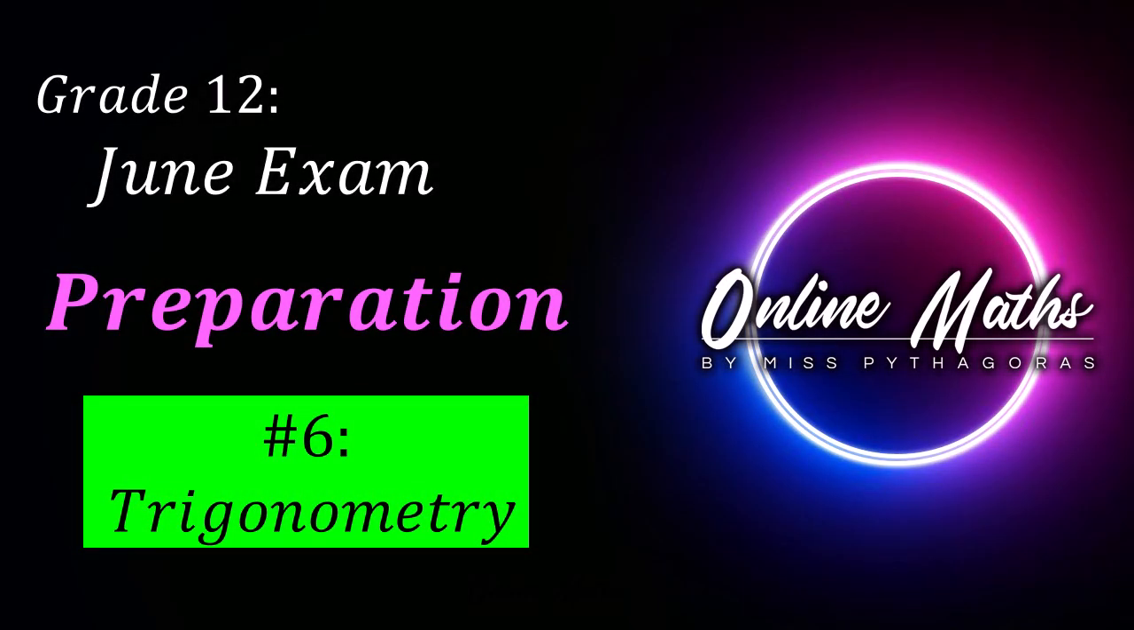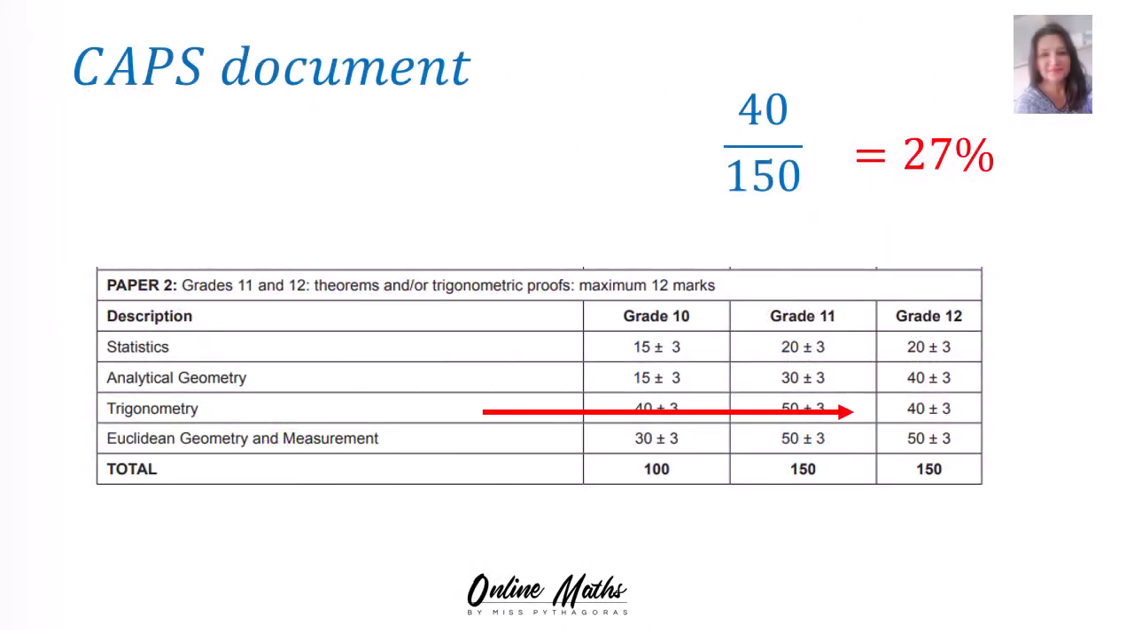Hello everybody! In this lesson, I will help you with your June exam preparation. I will discuss question 6 of the 2021 paper. The CAPS document tells us that trigonometry counts more or less 27% of your paper.